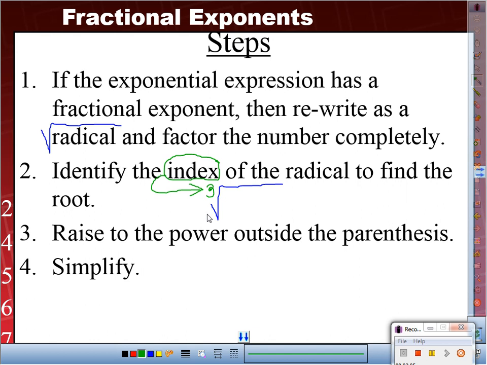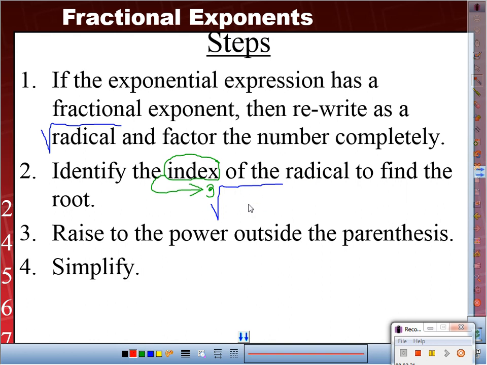So that when I'm asking you questions in regards to helping me with a problem, use the terms, please. I don't want you to just say, put the number outside the thingy. No. Put the index, or write the index outside the radical. Does that make sense?